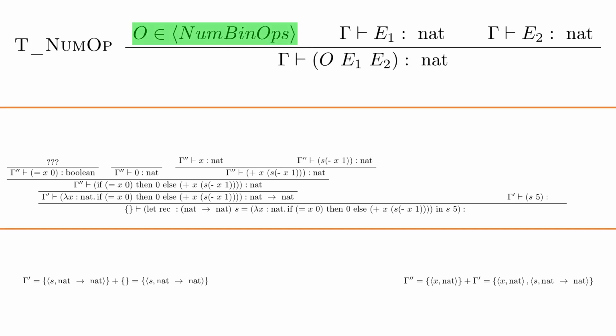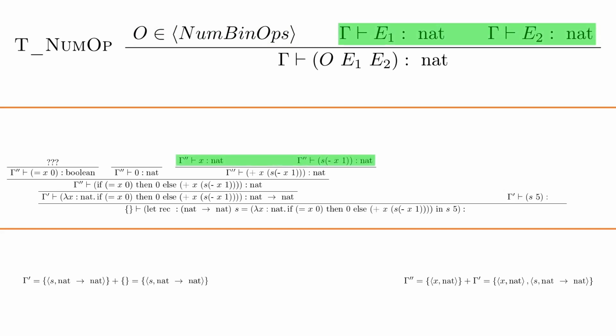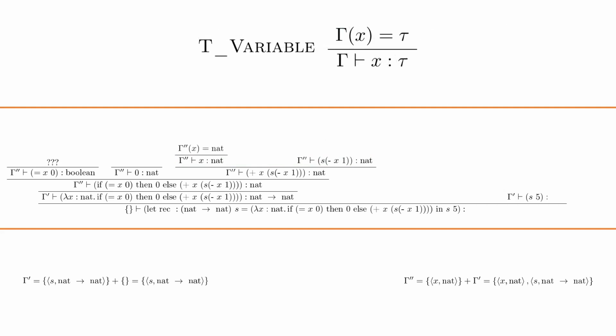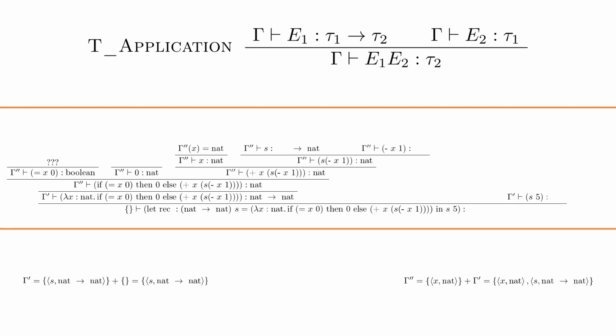The first premise, that our operation is a numeric operation, is obviously true, so we'll focus on the other 2, that each operand is a number. The left operand is x, so the variable rule matches. Looking up x in gamma prime prime, it is indeed nat, so this branch is done. The right operand is an application, so the application rule matches. For once, we actually need to determine a type instead of just verify it from context. Tau2 was constrained from outside this subexpression. Tau2 has to be nat, but tau1 we actually need to figure out.